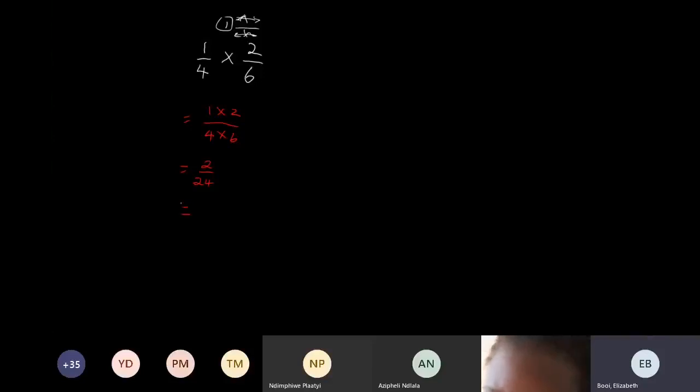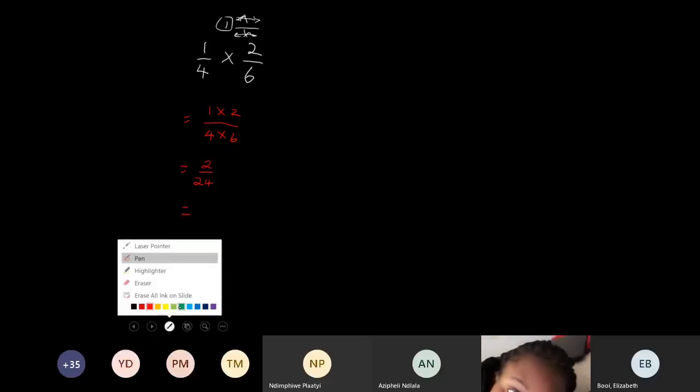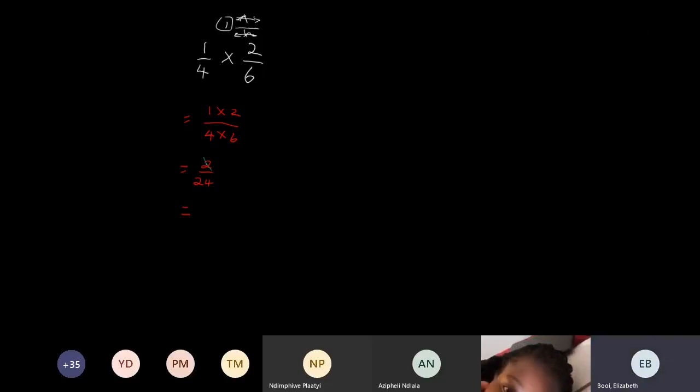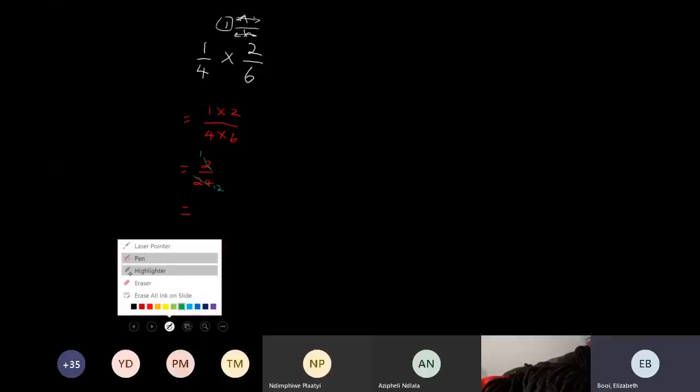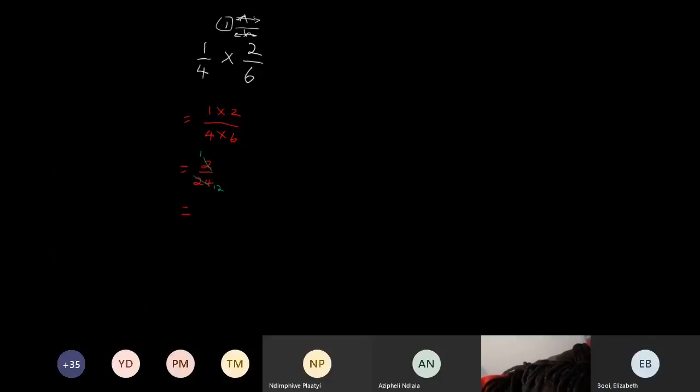And to simplify it further, 2 can go into 2 one time, and it goes 12 times into 24. And the final answer here becomes 1 over 12. That's number 1.